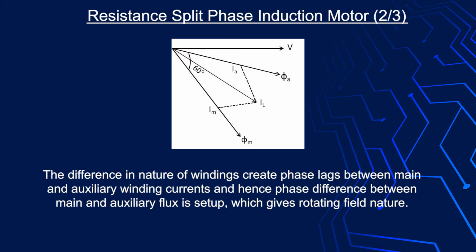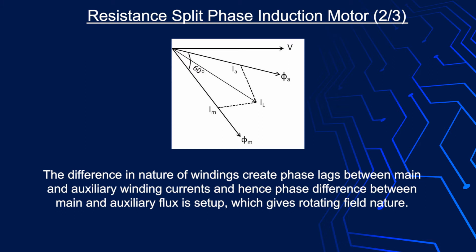Now the current which is flowing in your main winding is more inductive in nature. So it will lag the horizontal V axis by an angle, here we have assumed it to be 60 degrees. Now the auxiliary winding is more resistive in nature, that is why it will lag by some low angle.